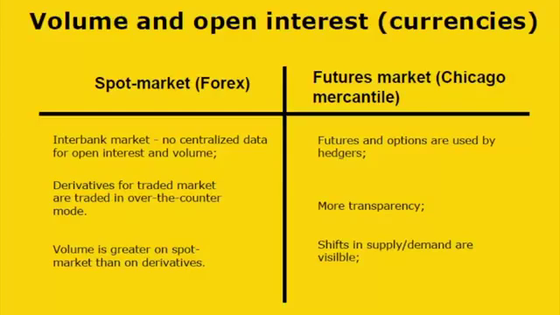But we can't track volume and open interest from the interbank forex market directly, because there is no centralized exchange for this market and therefore no centralized reliable data. But there are derivatives that indicate major shifts of supply and demand, and it can be visible in the futures market. Currency futures are traded on the Chicago Mercantile Exchange, which publishes data for open interest and volume daily.